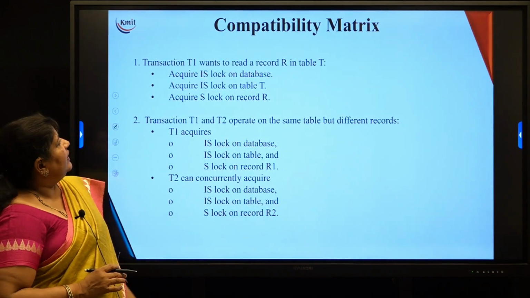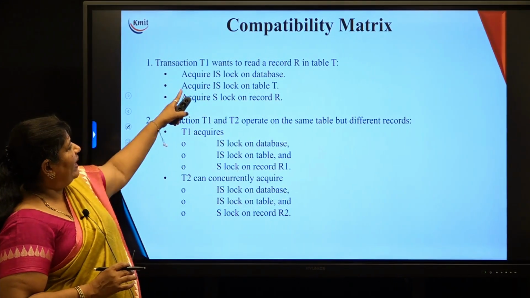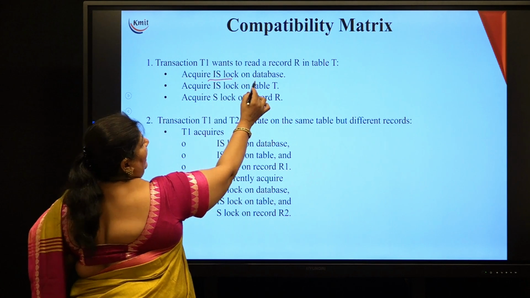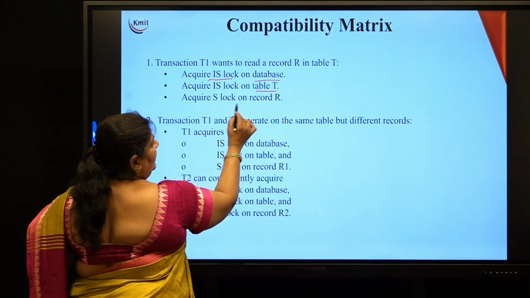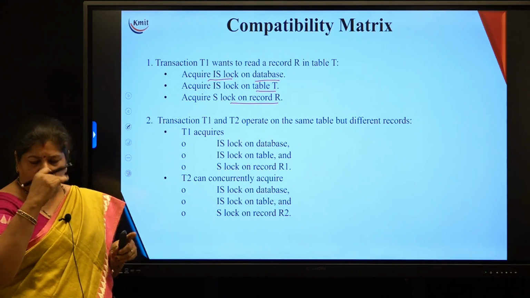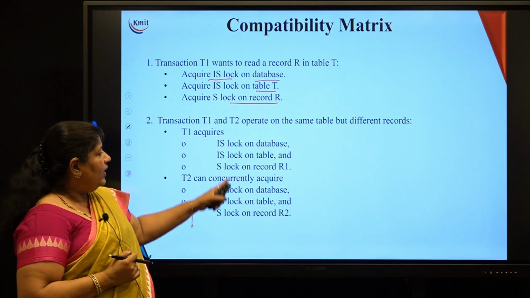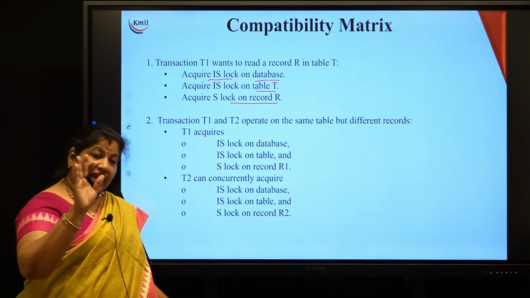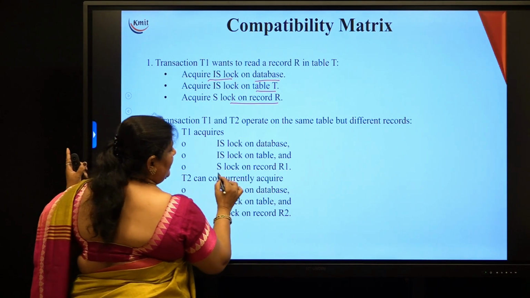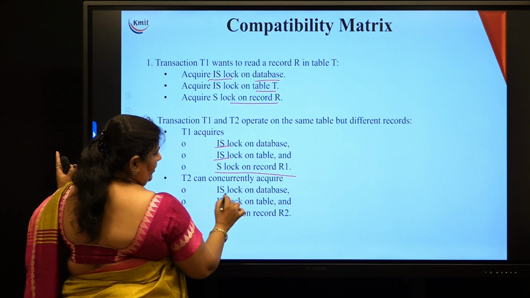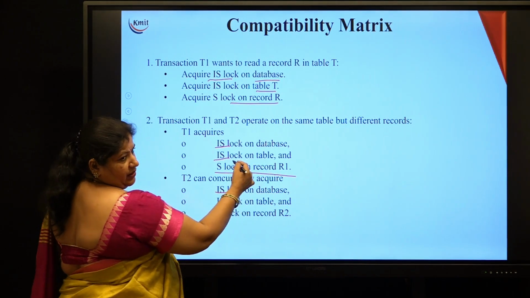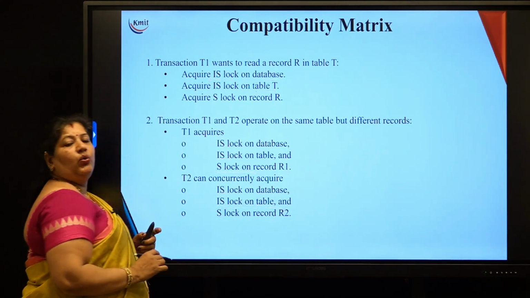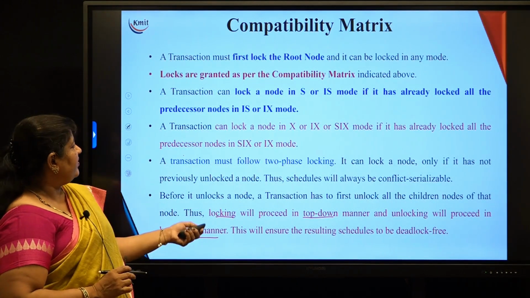Now this is the compatibility matrix. So whenever we want to read, you first apply IS, reading intention, at the database level, then at the table level, then go for locking the page, and then go for locking the record. Whereas if they are working on the same table but different records, yes, it is possible. That's why, see, first intention lock on database, table, page, etc. Finally lock on record 1, lock on record 2, at the lock level. So this is possible.